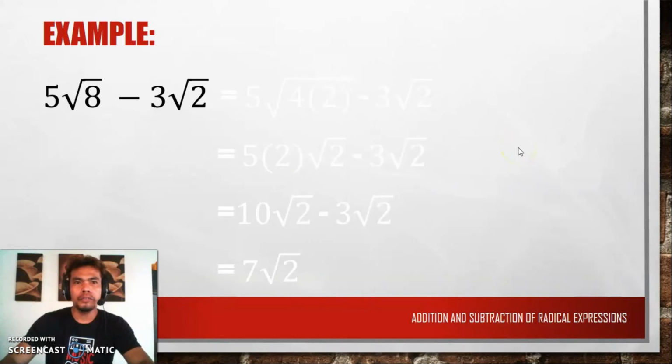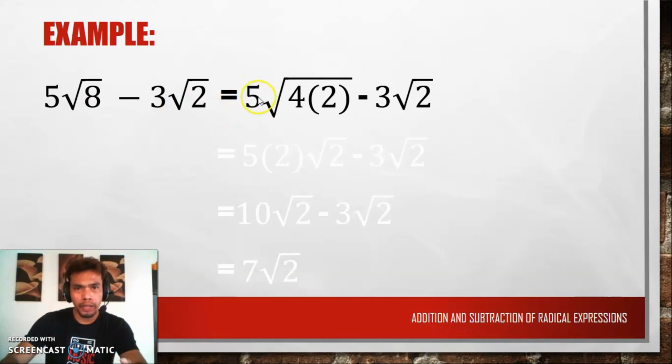Okay, next example, we have here 5 square root of 8 minus 3 square root of 2. Again, just follow the two simple steps that I have given you earlier. The first step is you have to make sure that the given radical expressions are in their simplified form. Based on the given example, the first radical expression is not in its simplified form, so we have to simplify this one, 5 square root of 8. You have to look for the factors of 8 in which one of the factors can be extracted as a root.